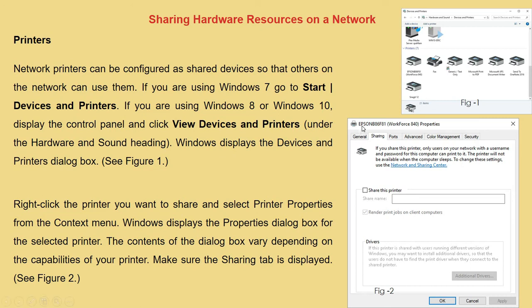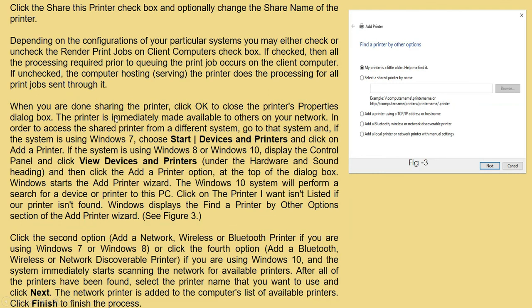Here, for example, an Epson printer is there. When you right click on Epson and click on the Properties option, automatically you will get this dialog box. Then you have to click on the Sharing option, then Share this printer. The content of the dialog box depends upon the capabilities of your printer. Make sure the Sharing tab is displayed. Now after that, click the Share this printer checkbox and optionally change the share name of the printer. You should click on the Share this printer option, then you can change the name also.